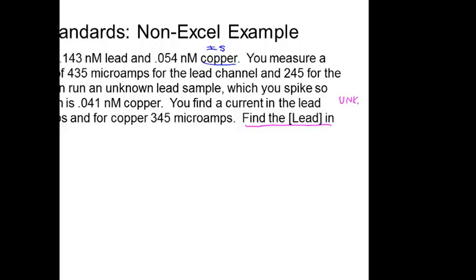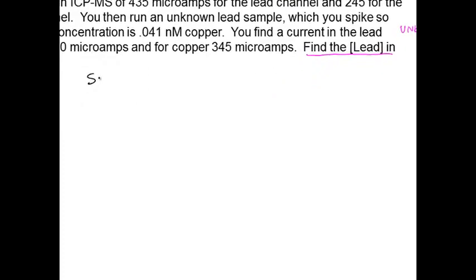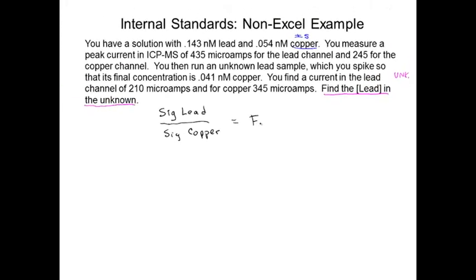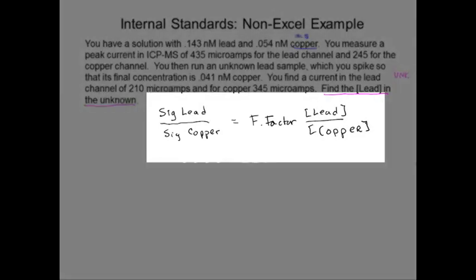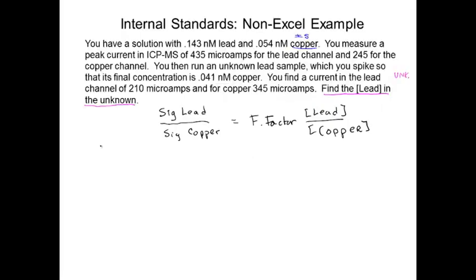So the key expression you're going to write down and think about when you're handling internal standards is this one: the signal of the analyte, lead, to the signal of the internal standard, in this case copper, is going to be equal to what I called the F factor, or a constant, times the concentration of lead over the concentration of copper. This is a lot like a single point calibration, except we're using ratios because we have the internal standard.